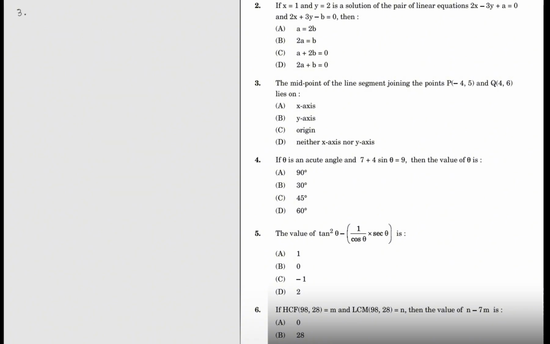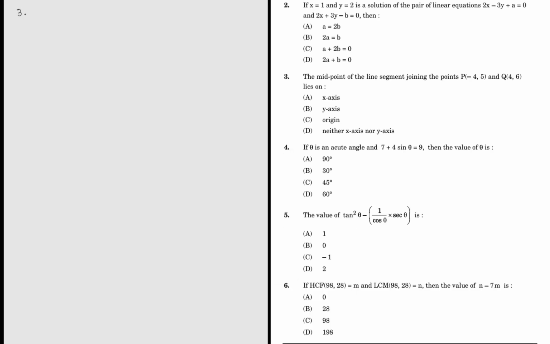Okay, we'll go to the third question. The midpoint of the line segment joining the points P and Q lies on. First we are given P, which is -4, 5, and Q is 4, 6. First we have to find the midpoint of this line segment. How do we find the midpoint in coordinate geometry? It's this simple: x coordinate plus x coordinate by 2, and y plus y by 2. So -4 plus 4 by 2, 5 plus 6 by 2.